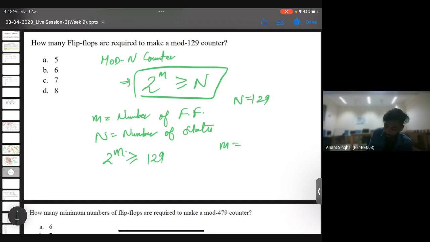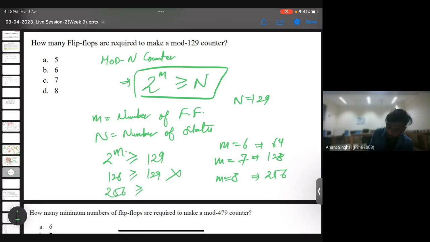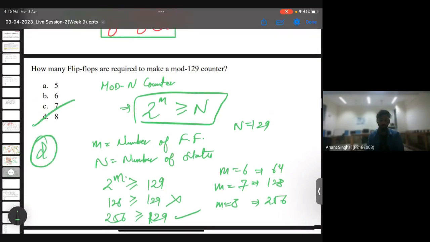If I put m as 6, it will be 64. If I put 7, it will be 128. So 128 is not greater than or equal to 129. So we need to take m as 8 to make it 256, which satisfies the condition. So the correct answer to this problem is option D. Is it clear? This was quite an easy problem.